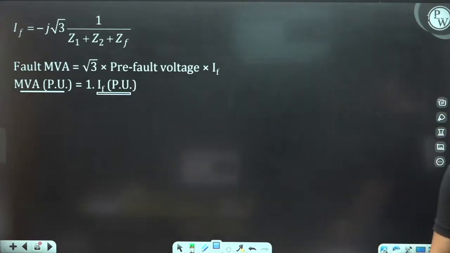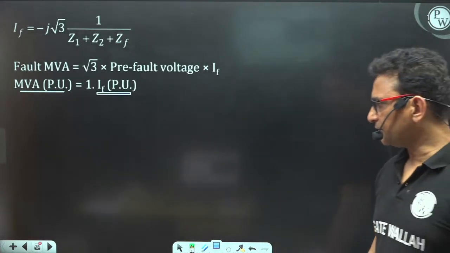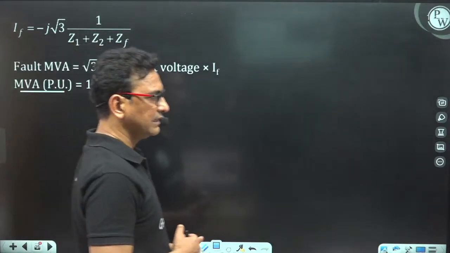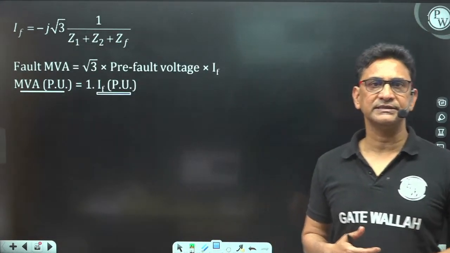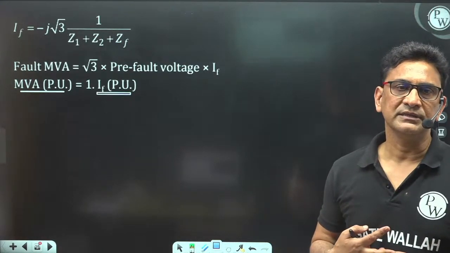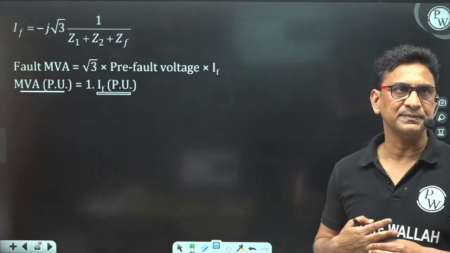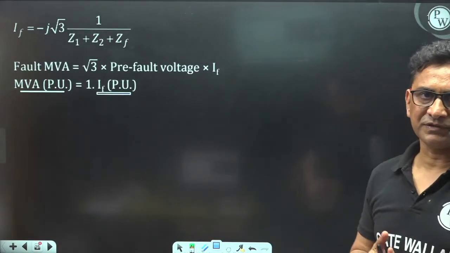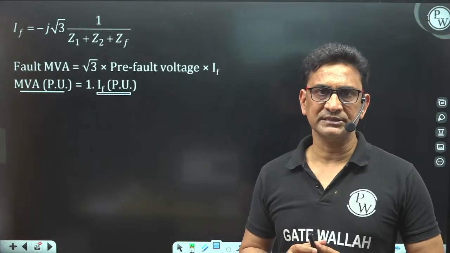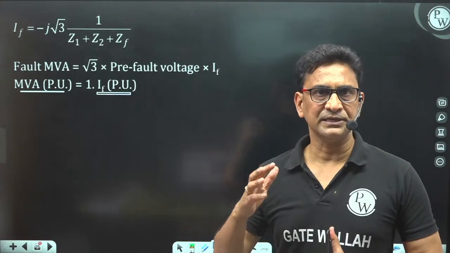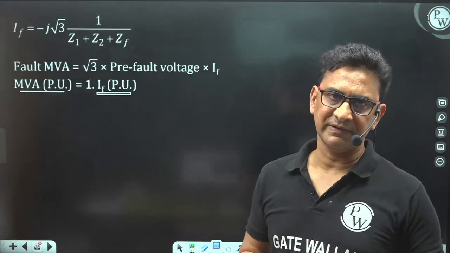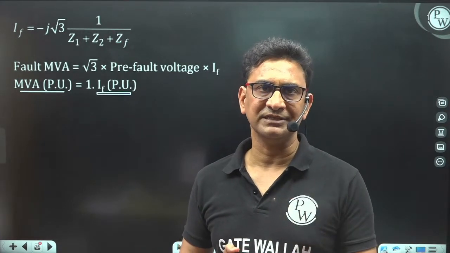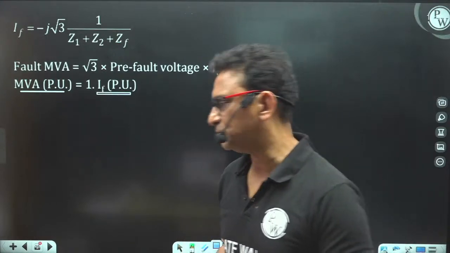Any doubt in this? So in tomorrow's class, I will take one example and I will show you how to find out the fault current and the value of phase voltages and the line voltages when the line to line fault takes place. Always remember, whenever a three-phase fault occurs, only the positive sequence network comes into the picture. But in case of line to ground fault, all three sequence components come into the picture. But for the line to line fault, only the positive sequence and the negative sequence come into the picture.